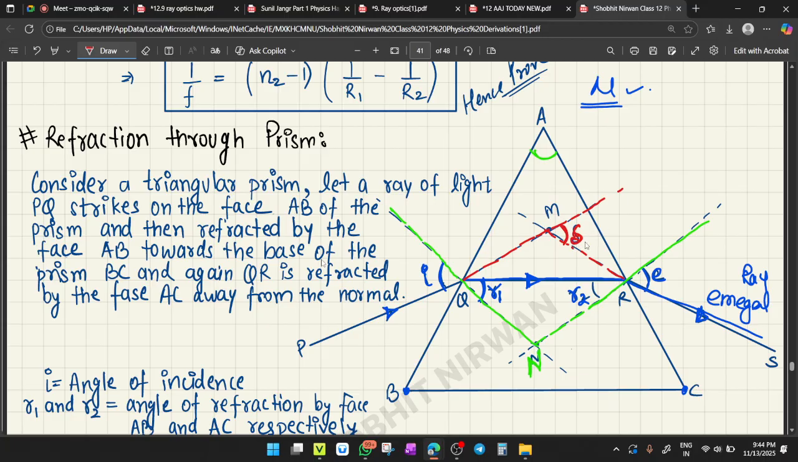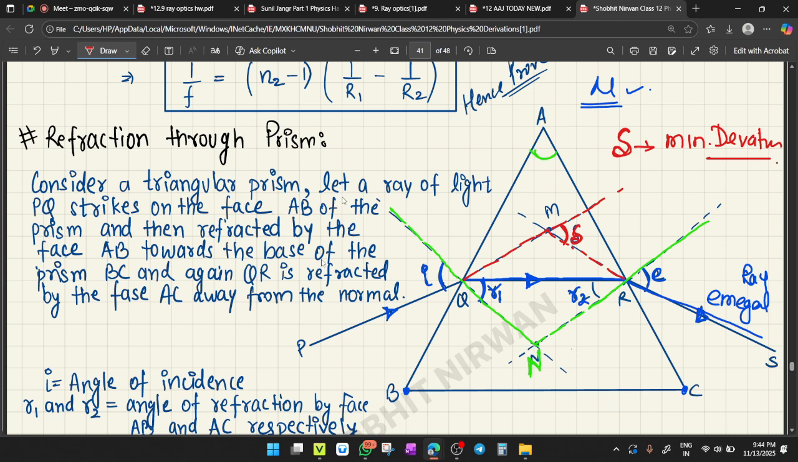Okay, we have to estimate the condition of minimum deviation, when the light ray is deviated in a minimum way. What is the value of delta for minimum deviation? Clear?